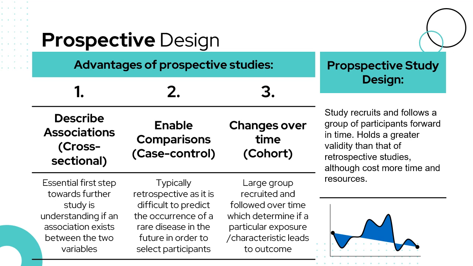Now, there are advantages of prospective studies. The first is that I can describe associations. We talked about cross-sectional studies in the retrospective design. I can run a cross-sectional study in the same way, just moving forward. Now, we also have case control. These are typically retrospective because I don't know that something's going to develop, right? I can know that the church potluck is scheduled for Saturday evening, but I don't know that there's going to be a food outbreak.